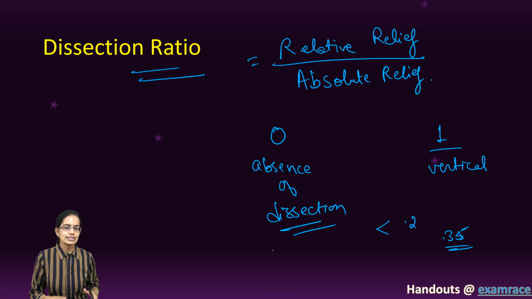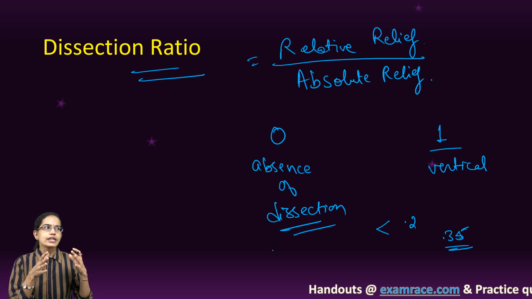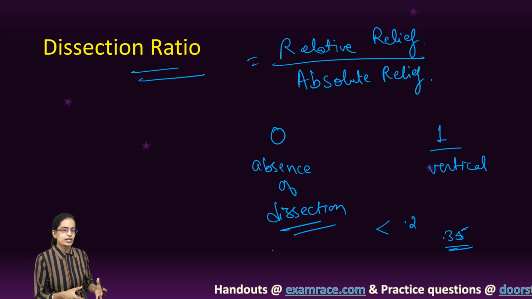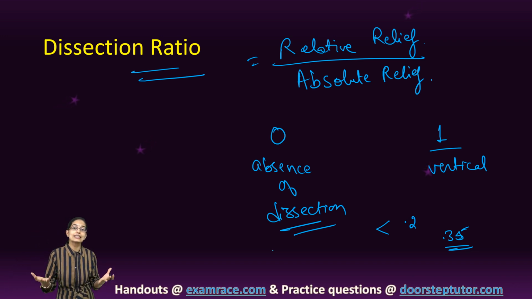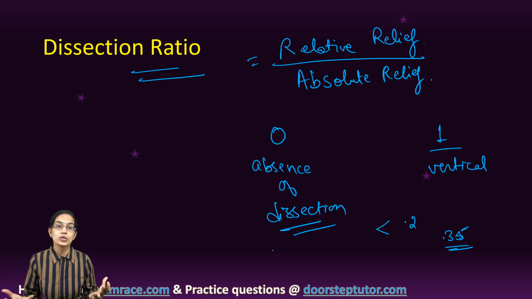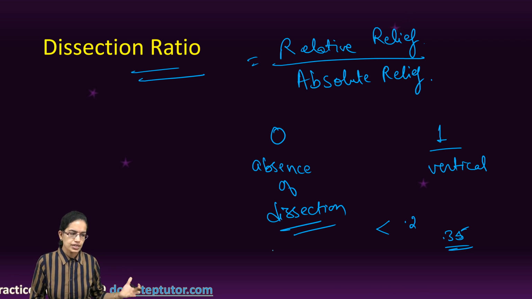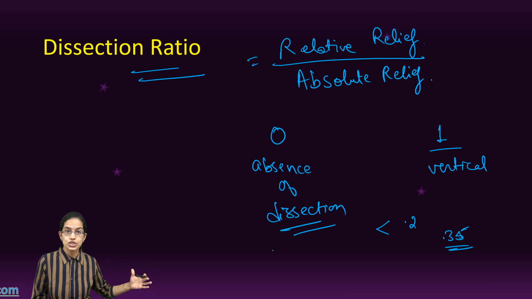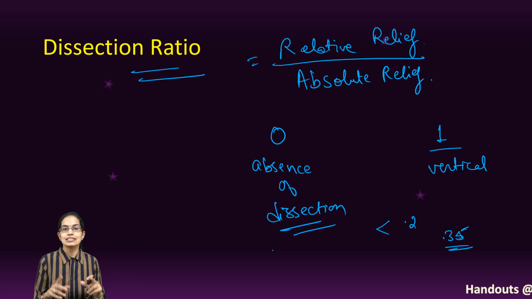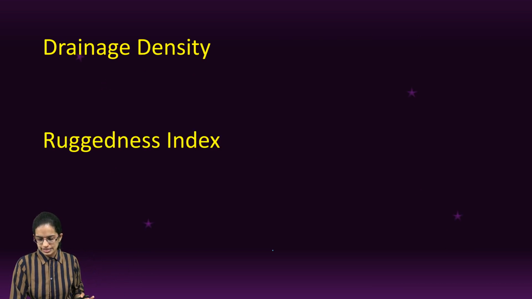Now why dissection ratio is important? Dissection ratio, we can say, is important because we are trying to understand the dynamics or the dynamic potential of a given region in terms of the erosion capability and the erosion base that is there. So what are the potential options for that region are being discovered through the dissection ratio.